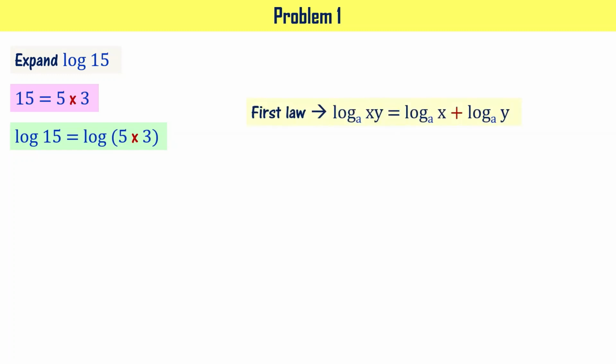Let's quickly recall the first law. It says that log of xy equal to log x plus log y, right? The base is a for all these logarithms. So now, as per this, I can write it as log 5 plus log 3, right? The base is same here. I'm not noting that it can be base a, base 2, base 3, doesn't matter. So log 15 now can be written as log 5 plus log 3. That's what is the answer.